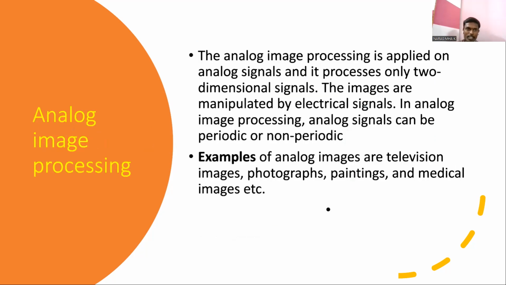So next, analog image processing: how it is being represented. The analog image processing is applied on analog signals and processes only two-dimensional signals. The images are manipulated by electrical signals. In analog image processing, analog signals can be periodic or non-periodic. Examples of analog images are television images, photographs, paintings, and medical images, etc.